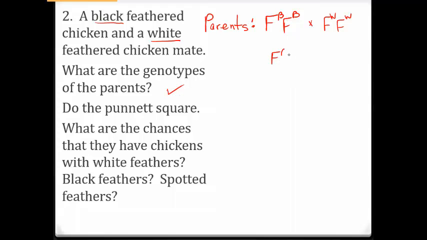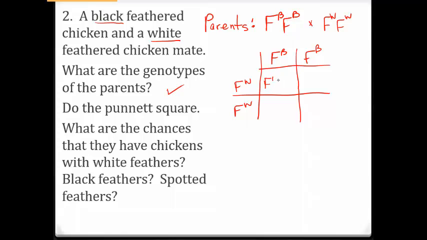So go ahead and separate your letters from each other to make the gametes of parent 1. And we're going to separate the letters of parent 2. And they happen to have their gametes identical. This black feathered chicken doesn't have a choice but to pass on the trait for black feathers. And the white feathered chicken doesn't have a choice but to pass on the trait for white feathers.